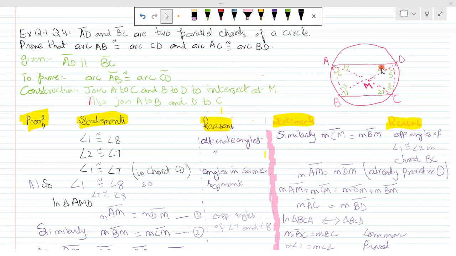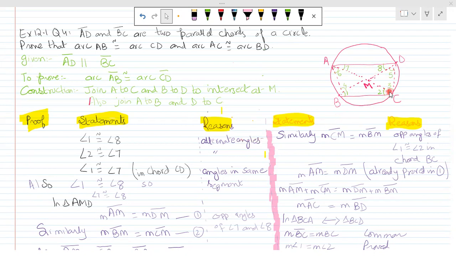Now let's see how it is proved. First of all, look at this point, angle 1 and angle 8, how they are congruent. Now AD is parallel to BC, as was given to us, so BD behaves like a transversal, and the angles opposite to each other are alternate angles. So angle 1 and angle 8 are alternate angles, so they are congruent to each other.